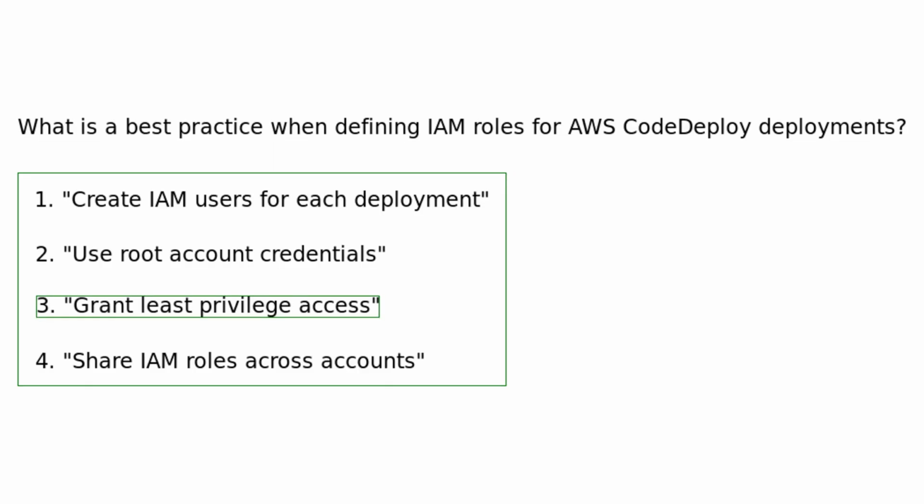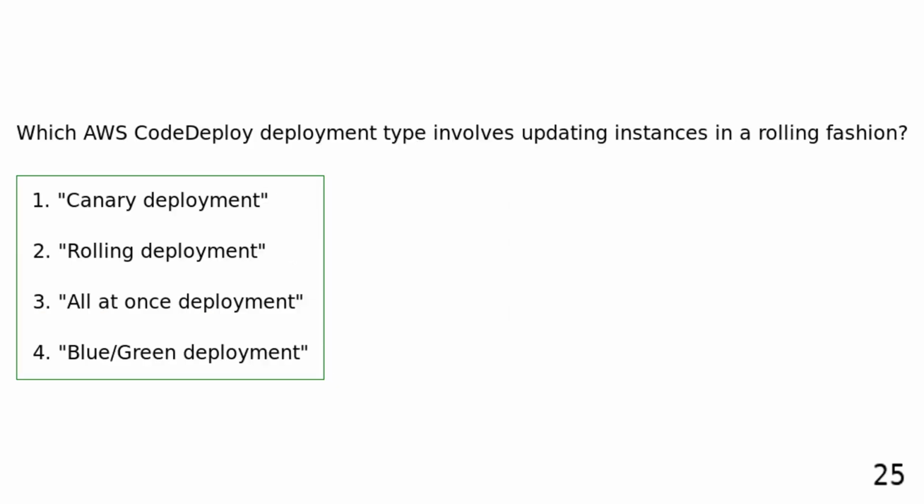Which AWS CodeDeploy deployment type involves updating instances in a rolling fashion? Canary deployment. Rolling deployment. All-at-once deployment. Blue/green deployment. Rolling deployment in AWS CodeDeploy updates instances in batches.